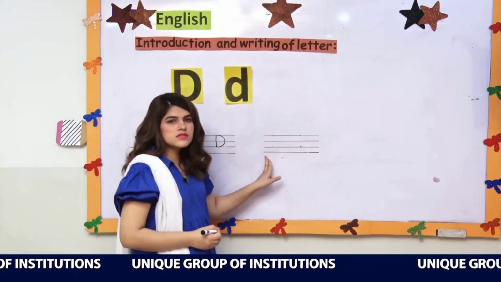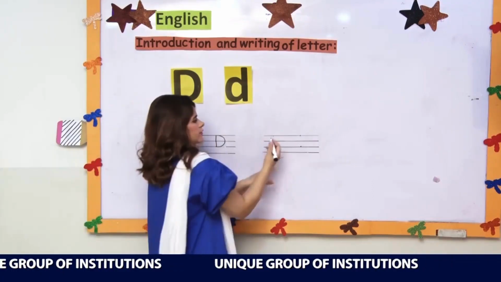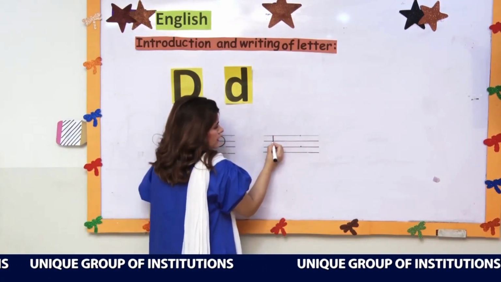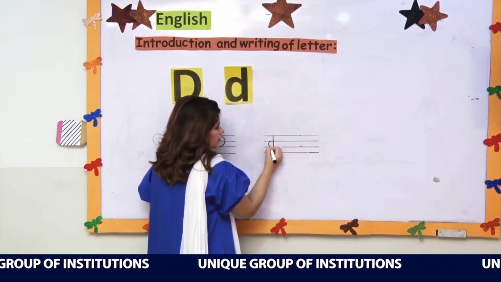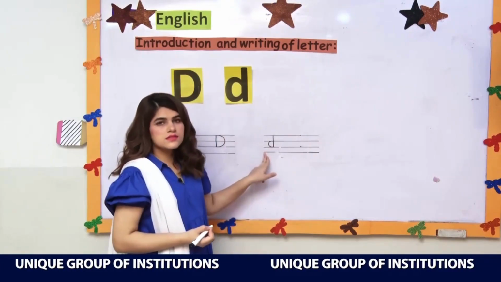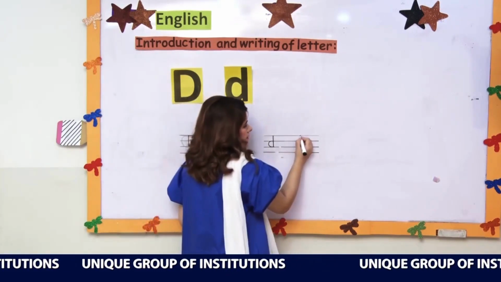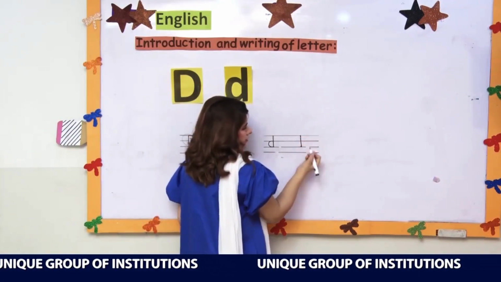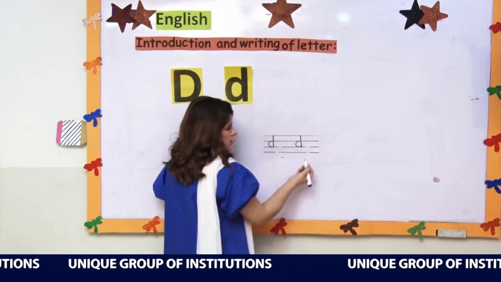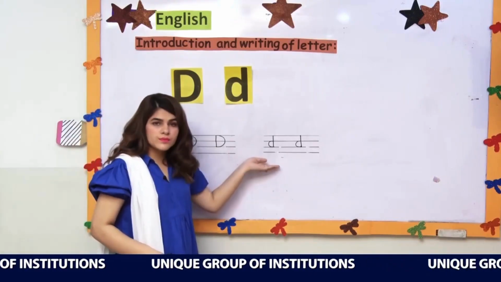So let's move on to the small d. Now we are going to write small d here. Starting from the first dot, go down, touch the dot, make a curve from here, go down, touch the dot, and then it is done. This is small d. Write it here. Make a line first, then start from the second line, come down, touch the dots. This is very easy. So we have done capital D and small d.